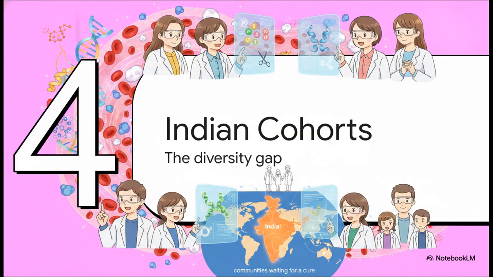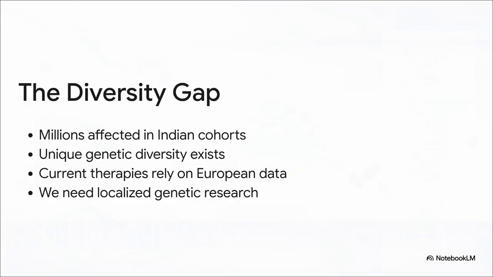Which brings us to our final section, why Indian cohorts matter. Let's bring this all back to the communities impacted. Sickle cell disease and beta thalassemia affect millions of people in India, especially within tribal communities in states like Maharashtra, Madhya Pradesh, Gujarat, Odisha, and Chhattisgarh. Now, the genomic logic we've discussed today makes CRISPR and base editing of the BCL11A enhancer a massive potential cure. However, we are facing a severe genetic diversity gap.